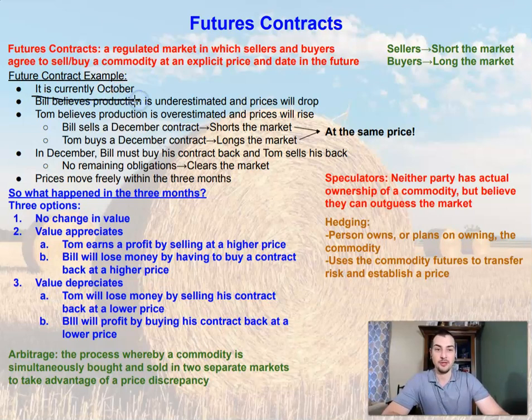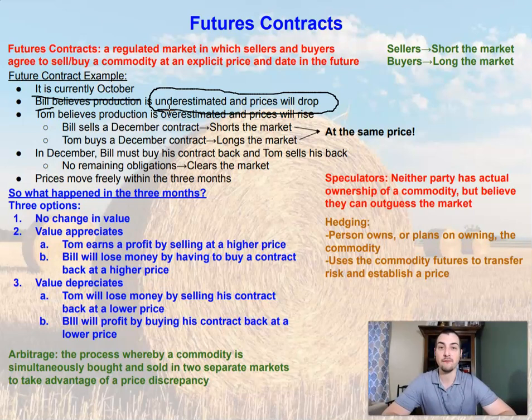So it's currently October in this particular example. And you have Bill. Bill thinks that production is underestimated and that prices are going to drop. He thinks that when the USDA came out with their market report for some specific commodity, let's say the amount of fed hogs in the United States, he believes that production was actually underestimated, that there are actually more fed hogs out there than what they're reporting. So he thinks prices are going to go down. The quantity that's going to be supplied is higher than what he believes is being reported, so he thinks that market prices are going to fall.